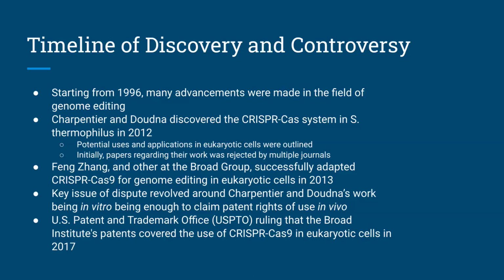So this created a patent issue and a dispute, with the key issue being Charpentier's and Doudna's work being in vitro, so in the bacteria, and whether that was enough to claim patent rights of use in vivo, or in actual cells, right? Was their work and the foundation they discovered enough to claim rights over this technology's use in vivo? Some updates: the U.S. Patent and Trademark Office ruled that the Broad Institute's patents covered the use of CRISPR-Cas9 in eukaryotic cells in 2017. I know Charpentier and Doudna went through some appeals that I think got rejected, and other lawsuits were filed by them that are still ongoing.